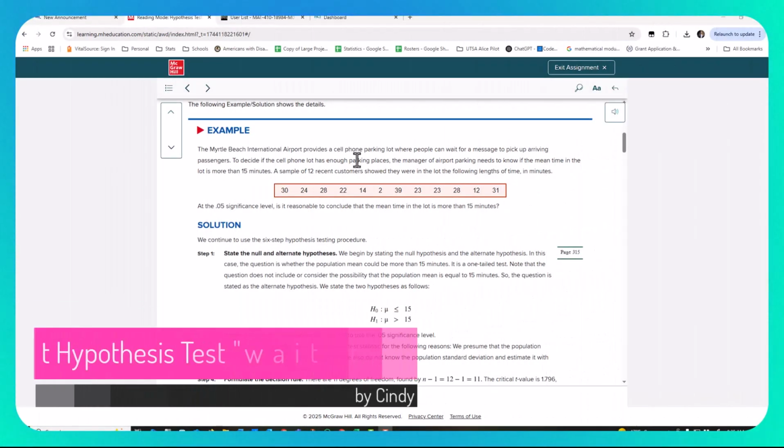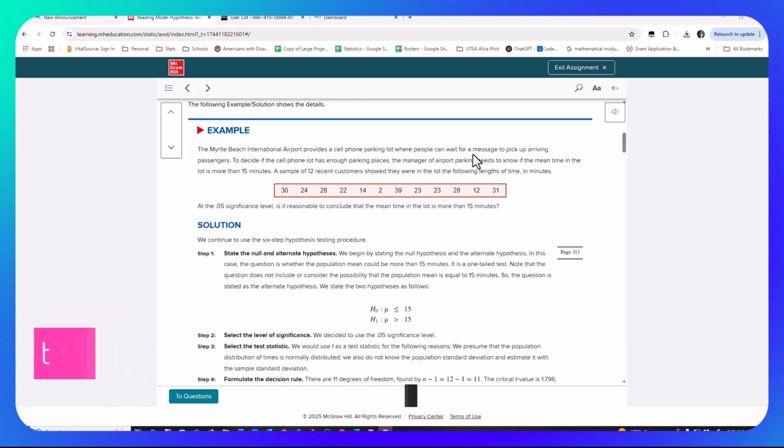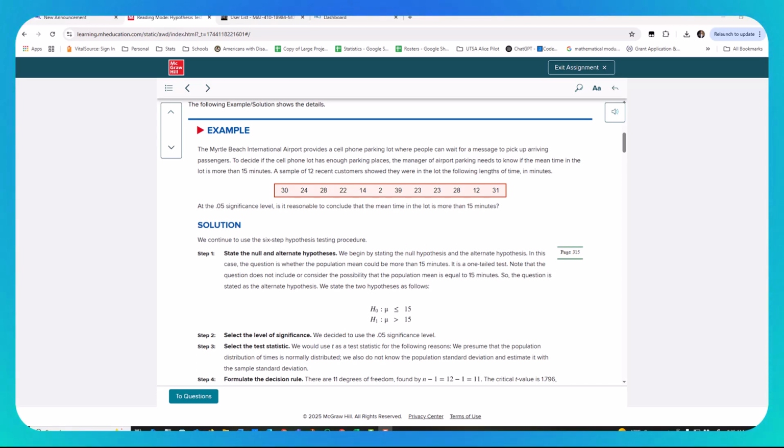All right, let's look at this example of cell phone parking where people can wait for a message for pickup. And it says here the mean, the average time of how people are waiting. And so the manager wants to know if the mean time is more than 15 minutes. And so what we are going to do is a hypothesis test. Notice here the alternative is that the mean is greater than 15.